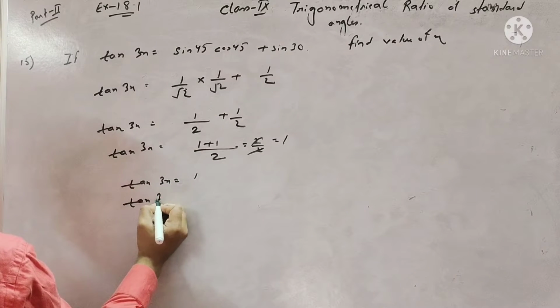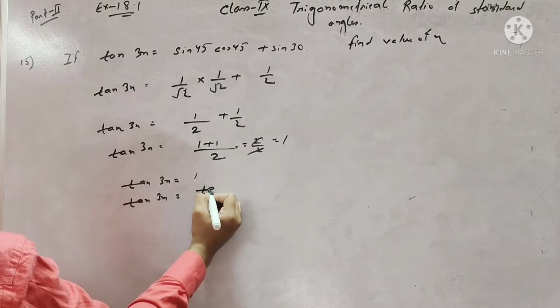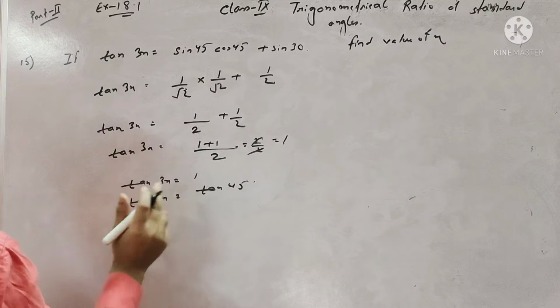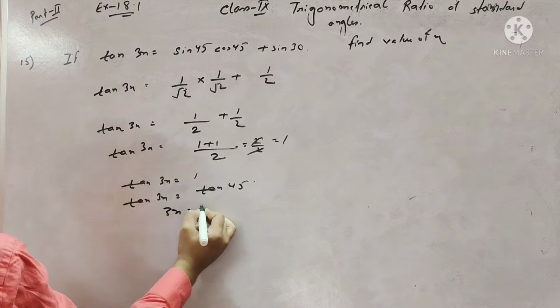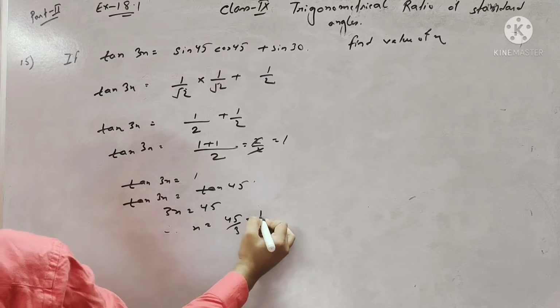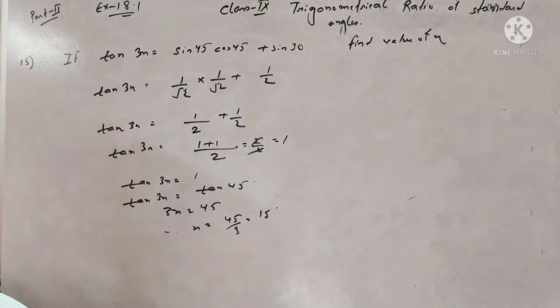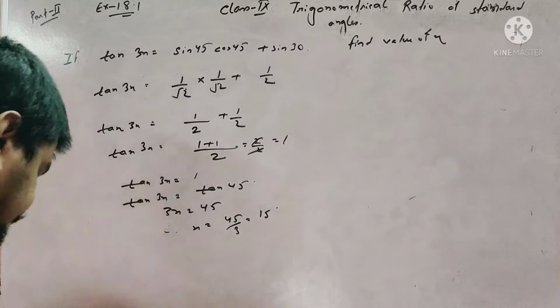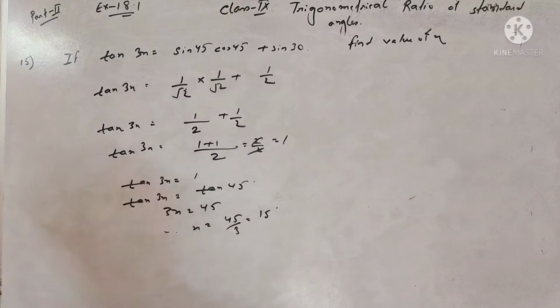In place of tan 3x, we know that tan 45 value is what? 1. So tan cancel, 3x equals 45. Therefore x equals 45 upon 3, that is 15 degree. So the value of x is 15 degree. Okay.